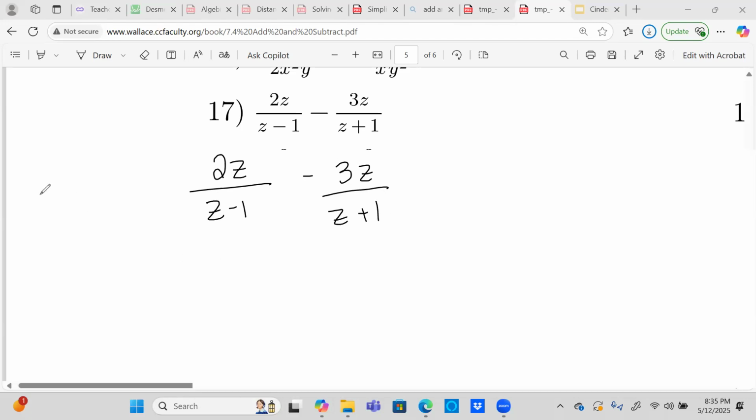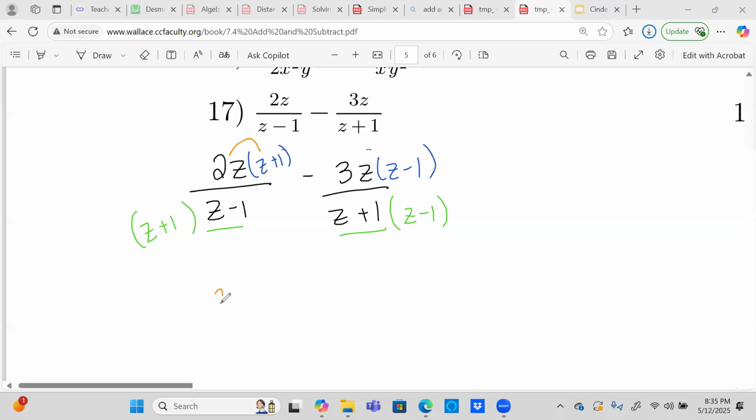Okay, so z minus 1 is a binomial. Those go together. Z plus 1 is a binomial. Those go together. Okay, so we need to invite the entire binomial z plus 1 so that it would match. And we need to invite the entire binomial z minus 1. But of course, we have to be fair. So we're going to invite z plus 1 right here and z minus 1 right here.